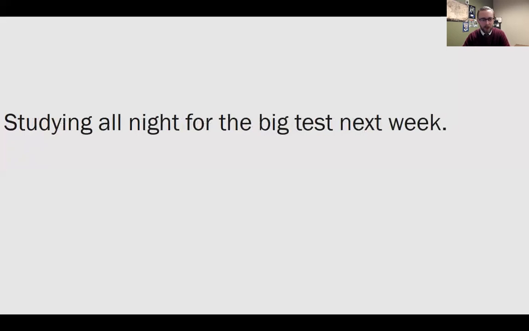A few more. Studying all night for the big test next week. Fragment or run-on, and then think about how I can fix it. This is another fragment. Studying all night for the big test next week. We're missing a subject. We're also missing a helping verb. We have an action, studying, in our predicate, but we don't have anybody doing the action. So we need to answer the question: who was studying or what was studying? Probably a who and not a what. But I don't want to constrain you. But in your correction of the sentence, we need to add a subject.